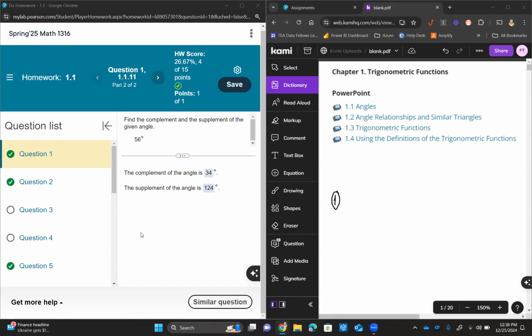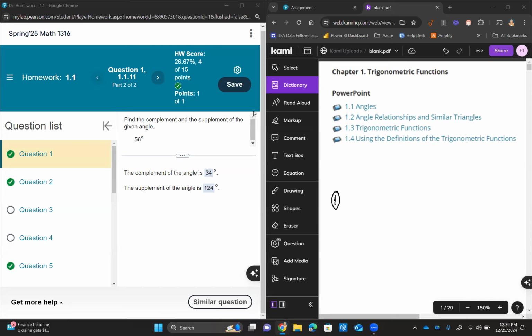The first question is asking about complementary angles and supplementary angles. If 2 angles add up to 90 degrees, we call these angles complementary angles. If the 2 angles add up to 180 degrees, we call them supplementary angles.